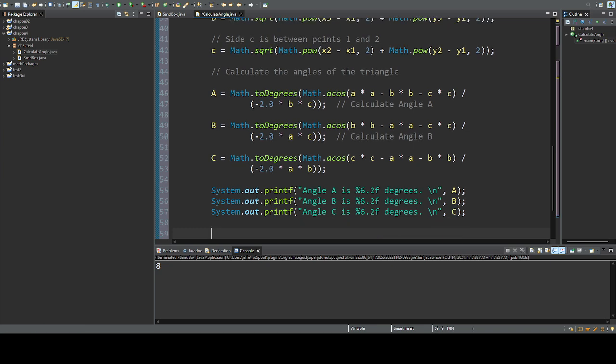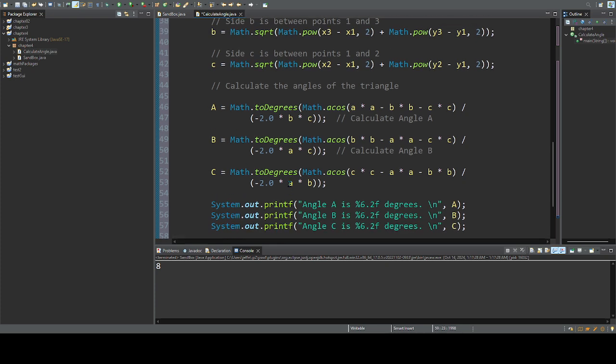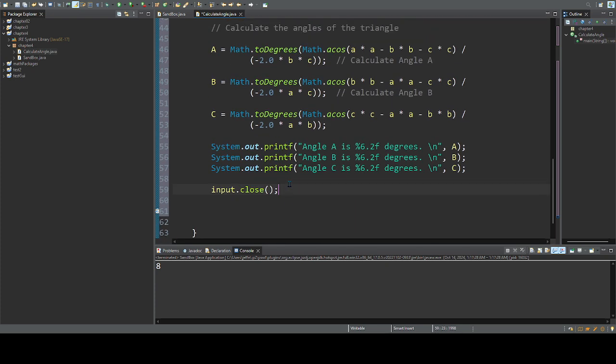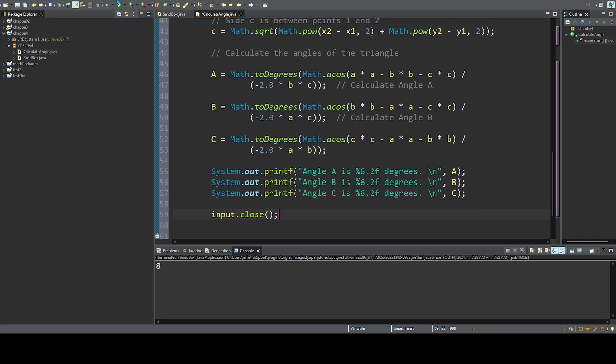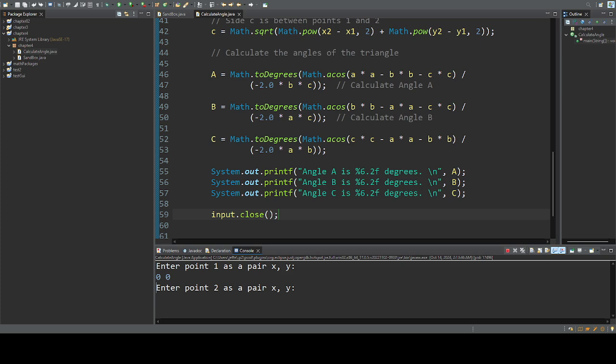And then I'll close my scanner. And so we should have a working program here. So let's see if this works well. I'm going to make my first point on the origin. I'm going to make my second point along the x-axis.